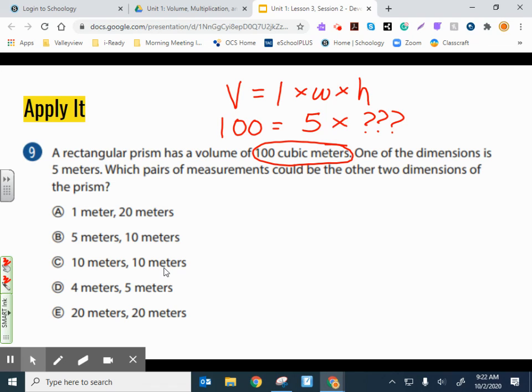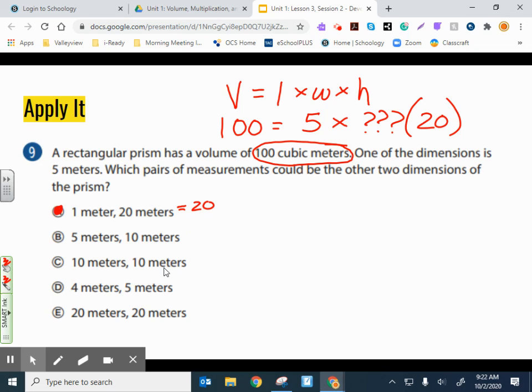And some of you are screaming into the air saying, Mr. Centerwall, it's 20. So that's great. 5 times 20. So this question's which pairs of measurements could be the other two dimensions? So let's do this the easy way. So we have a 20. So these 20 and 1, those equal 20. So that's 1 right away.